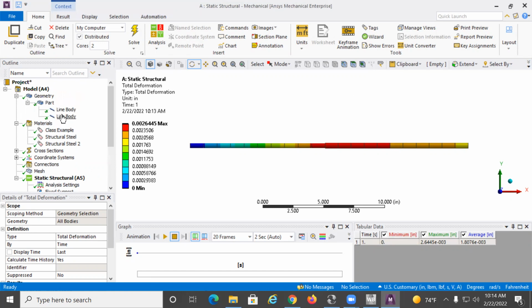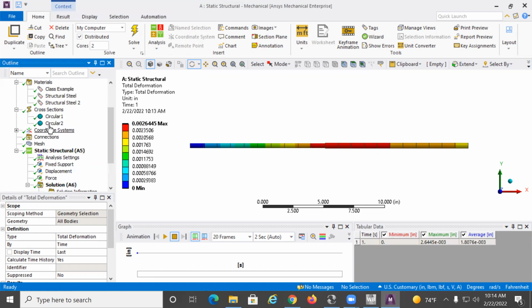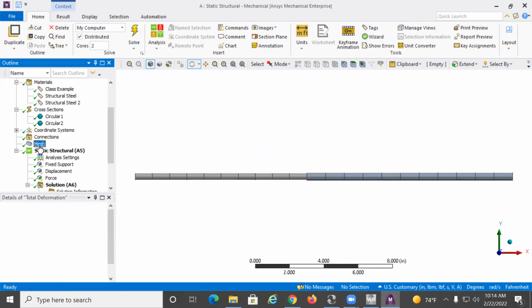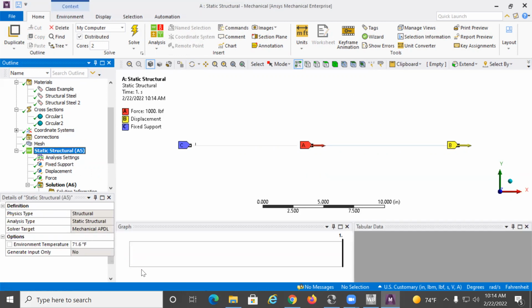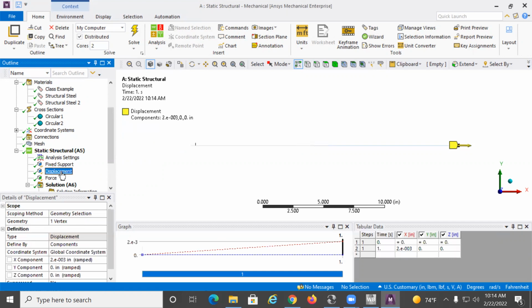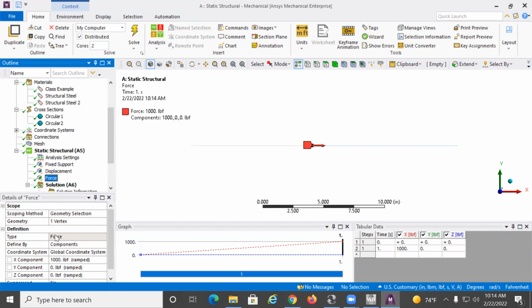And we prepared the model. We had a part. We created the material. We used the cross sections that we defined in Design Modeler, circular 1 and circular 2. We used the automatic mesh generator to create our mesh. We set up the loads and constraints. So when you look here, I have a fixed support at A, a prescribed displacement of 0.002 inch at C, and this 1,000 pound force applied at B.